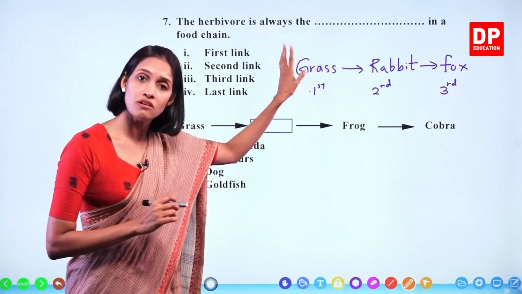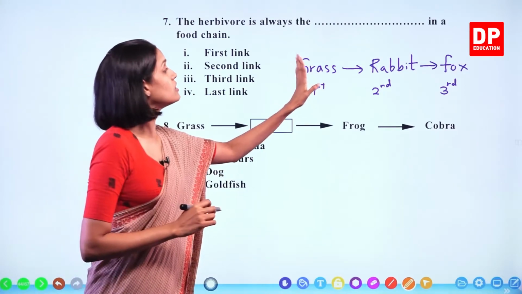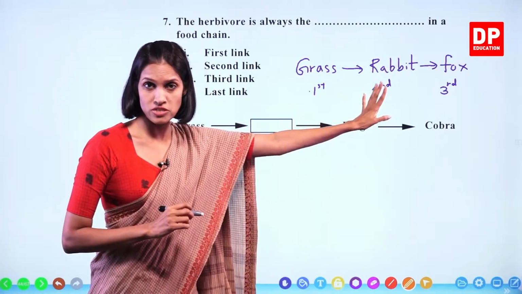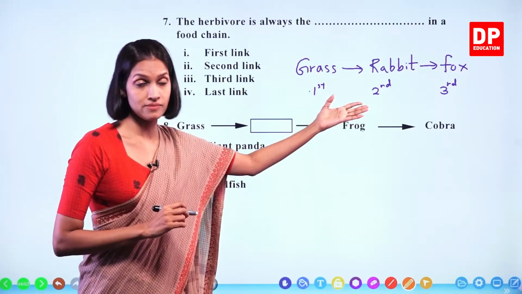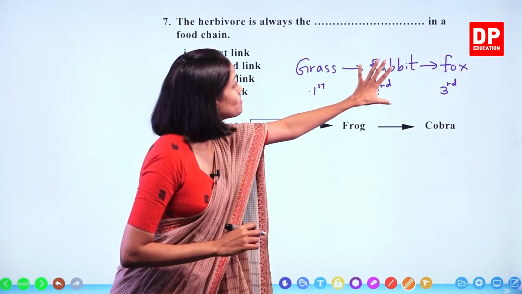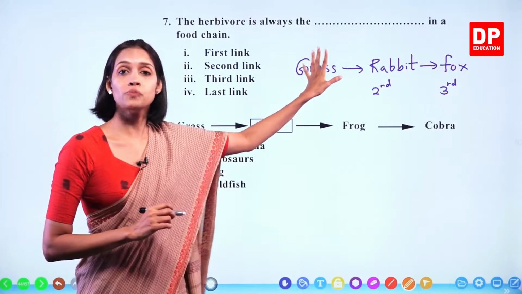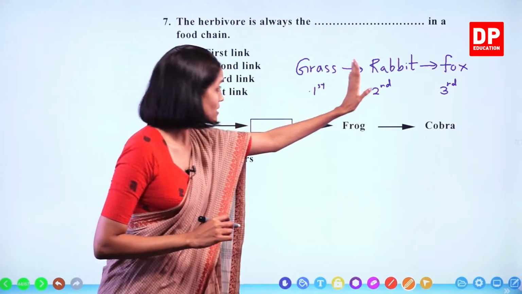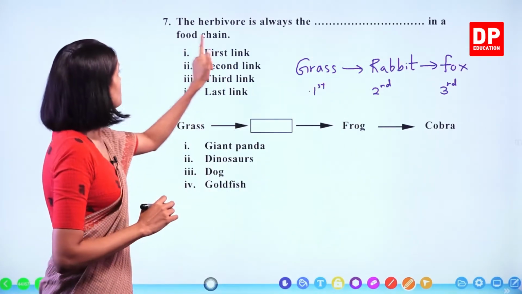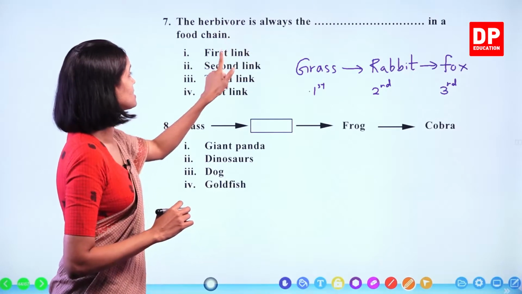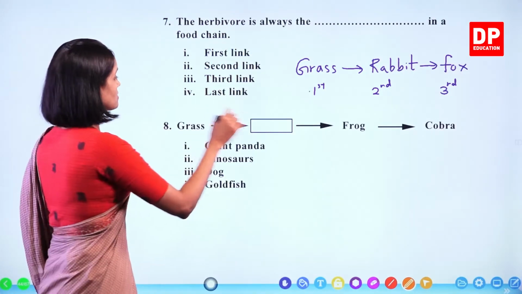The first link is always a green plant. All the other animals are consumers. So herbivore is a type of animal, right? So herbivore should be the one that is next to plants. Therefore, it must be the second link. Okay? The herbivore is always the second link.